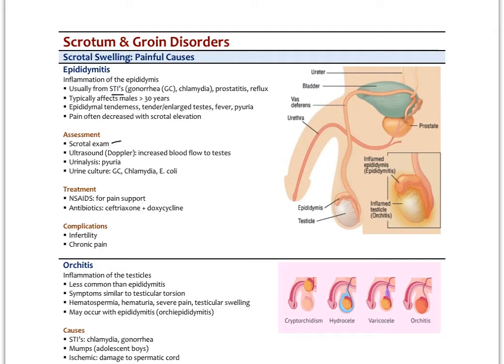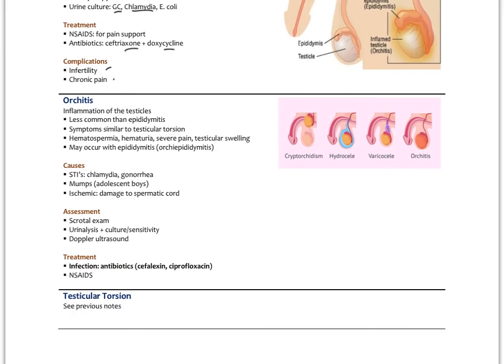The assessment's done through scrotal exam, palpation, so again it's going to be painful. An ultrasound Doppler might see increased blood flow to the testis. Urinalysis would again reveal pyuria, and then a urine culture, we could do that for GC or chlamydia or E. coli would be positive. And this is typically treated with both NSAIDs and antibiotics. Ceftriaxone and doxycycline are the most common combinations for epididymitis, and that's what we use to treat GC chlamydia. The complications would be infertility and chronic pain that results from that.